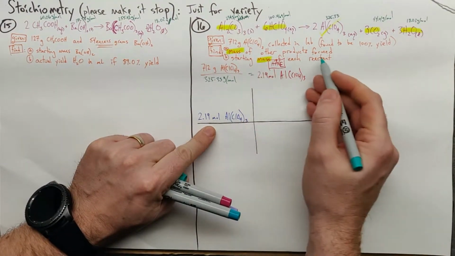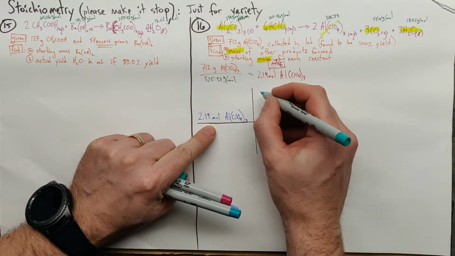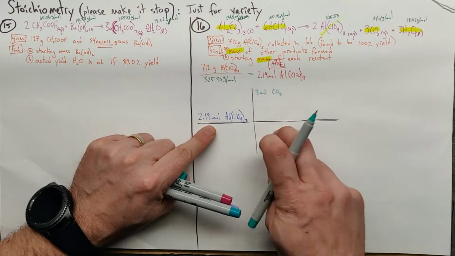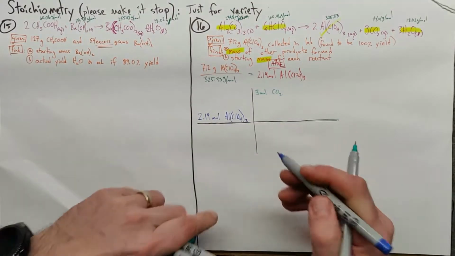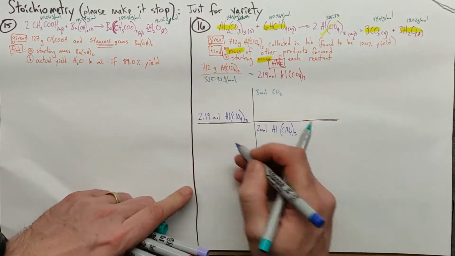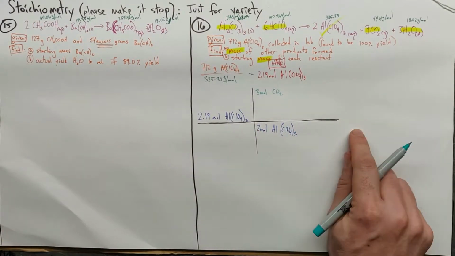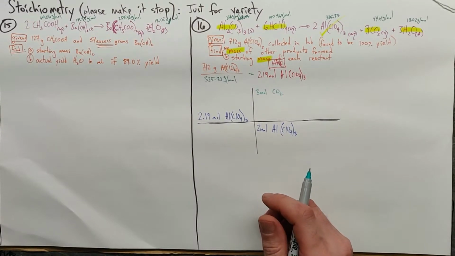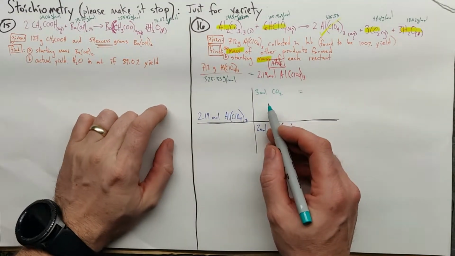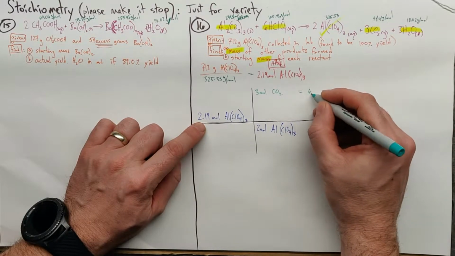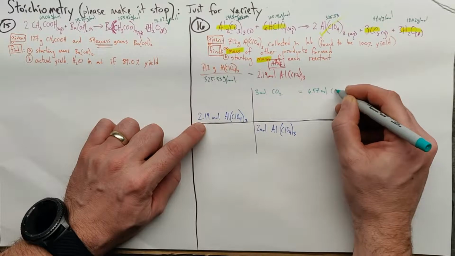So the first thing I want to know about are the other products, CO2 and H2O. We've got 3 moles of CO2 for every 2 moles of aluminum perchlorate. And that's from the balanced chemical equation. In fact, everything after the first box comes from the balanced chemical equation. This will be 3 moles CO2 times the 2.19 divided by 2, and we end up with 6.57 moles of CO2.